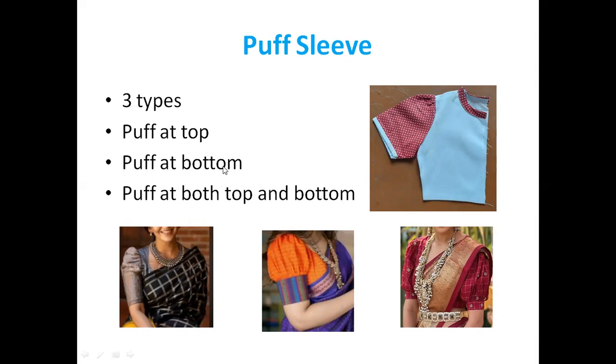Then puff at bottom. For puff at bottom, you have to start slashing from the lower arm circumference towards the arm sky. Then you have to spread it over a new pattern sheet. Then you have to trace the new sleeve. So this is puff at bottom. Here also the extra fabric is used for gathering so that you can make a puff at the bottom. This puff at bottom will be having fullness at the bottom circumference and no fullness at the arm sky tip. Then the last one is puff at both top and bottom. For puff at both top and bottom, you have to start slashing fully.